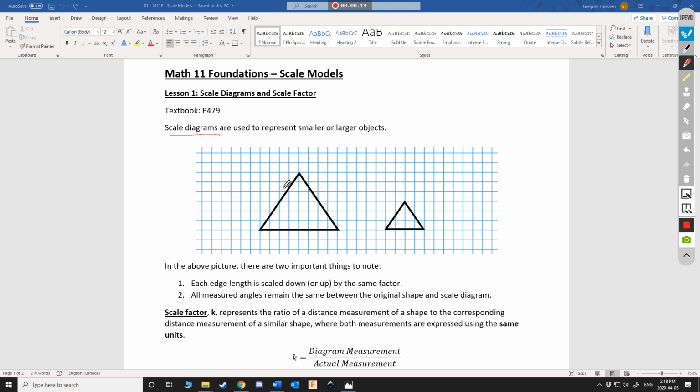So for example, here we have a big triangle and a small triangle. These are what we call similar shapes. Okay? So for a similar shape, each edge length is scaled down or up by the same factor.